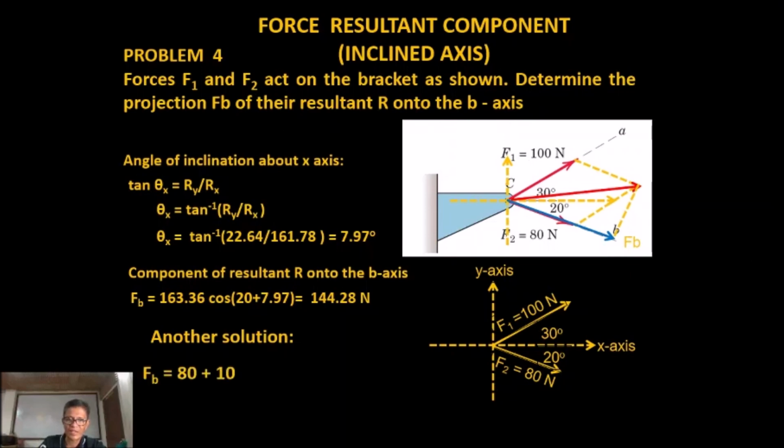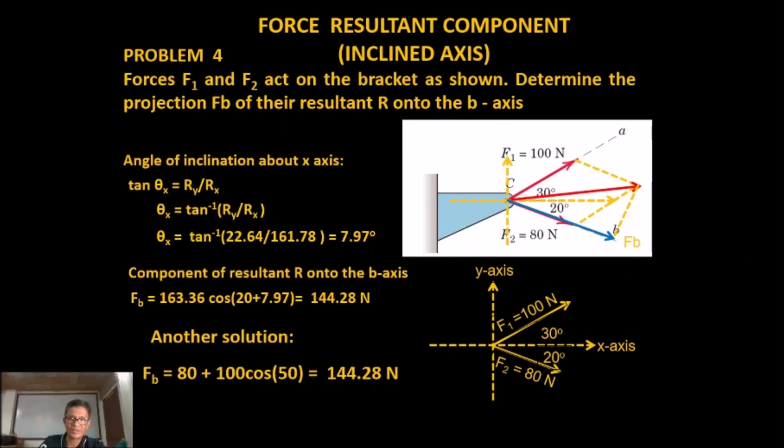Then, what will happen is that our FB will be equal to the B component of F1 plus F2. So that will be equal to F2, which is 80 newtons, plus F1B, which is 100 cosine of 30 plus 20. So that is equal to 100 cosine of 50, and FB will be equal to 144.28, and that is the same as before.